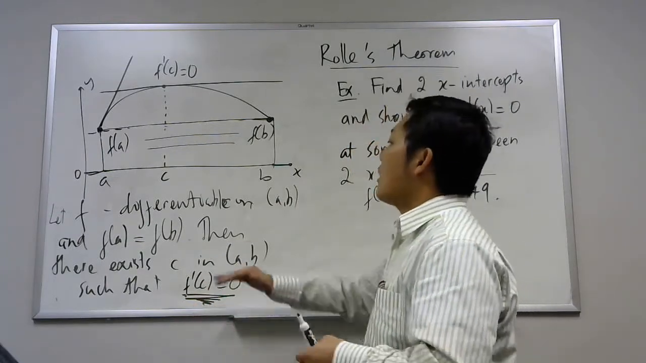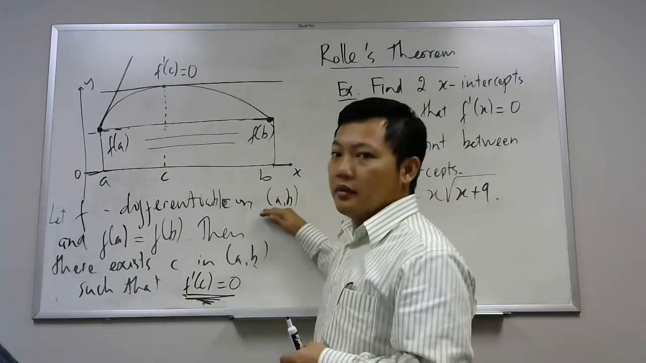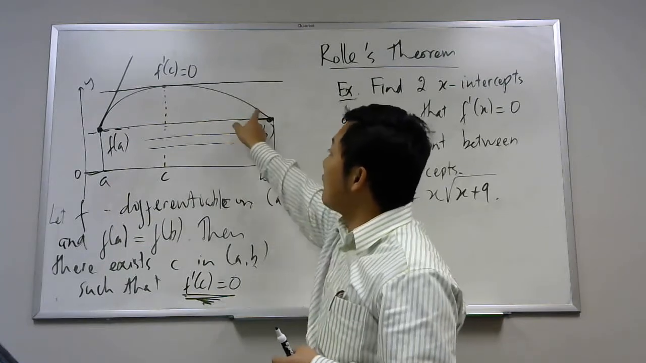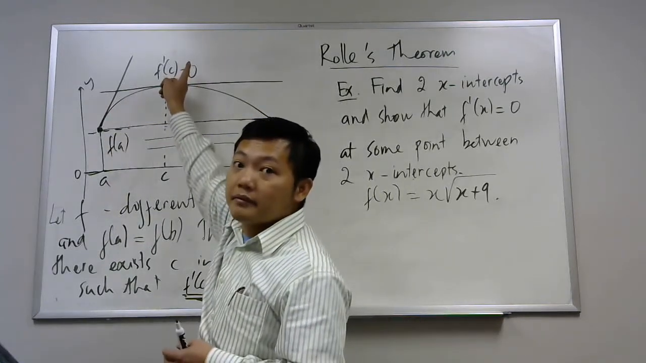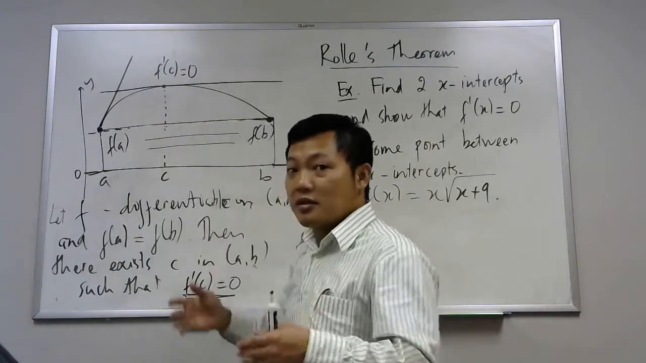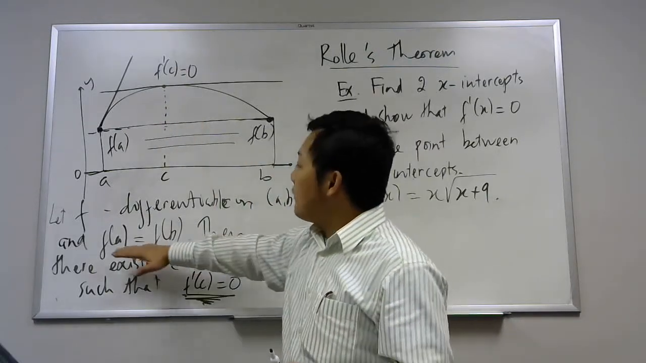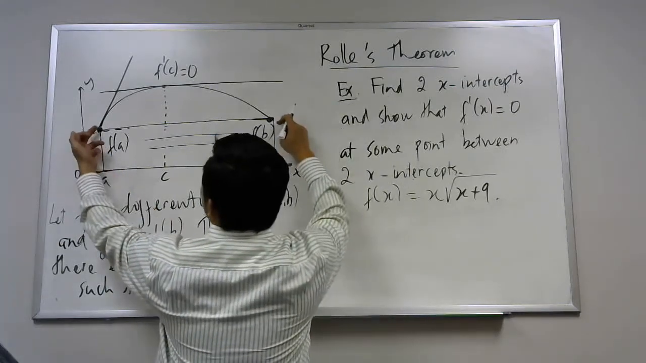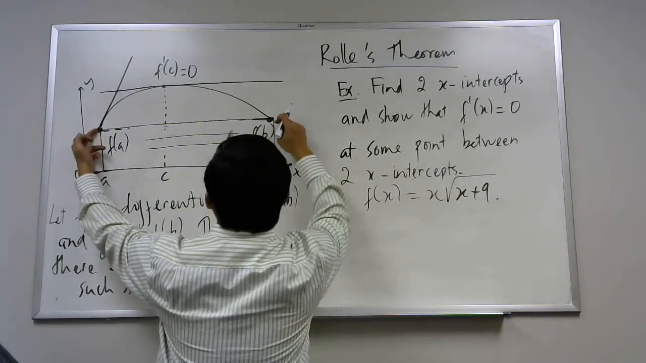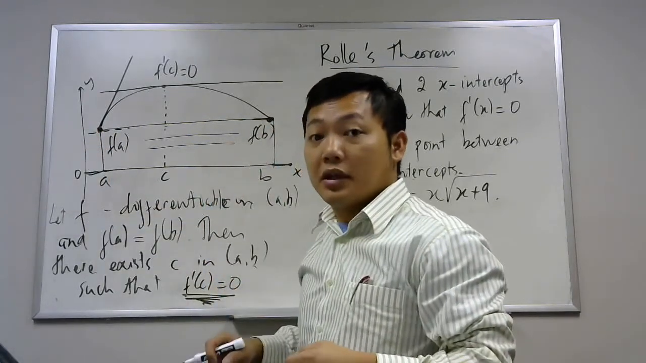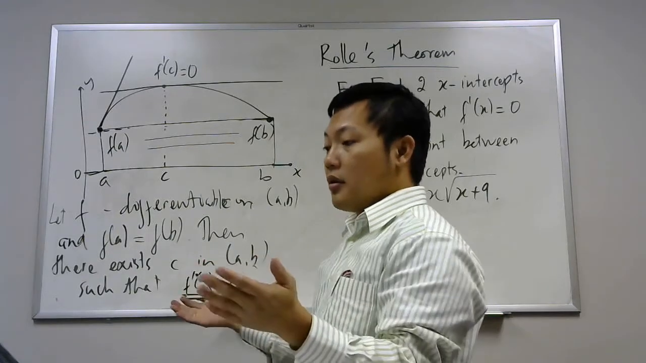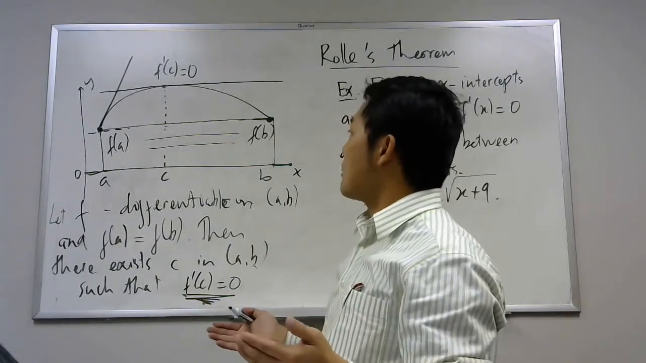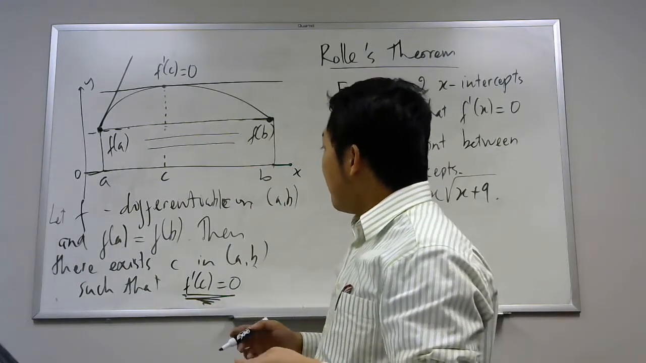So what does it mean that f is differentiable on this interval? That means at any point on this interval, the graph of the function has a tangent line. Differentiable means it has a tangent line, right? Secondly, f of a equals f of b. That means f of a and f of b are on the same level, right? When you connect these points, you have a horizontal line. Horizontal line means the slope of that straight line is 0. Alright, next.